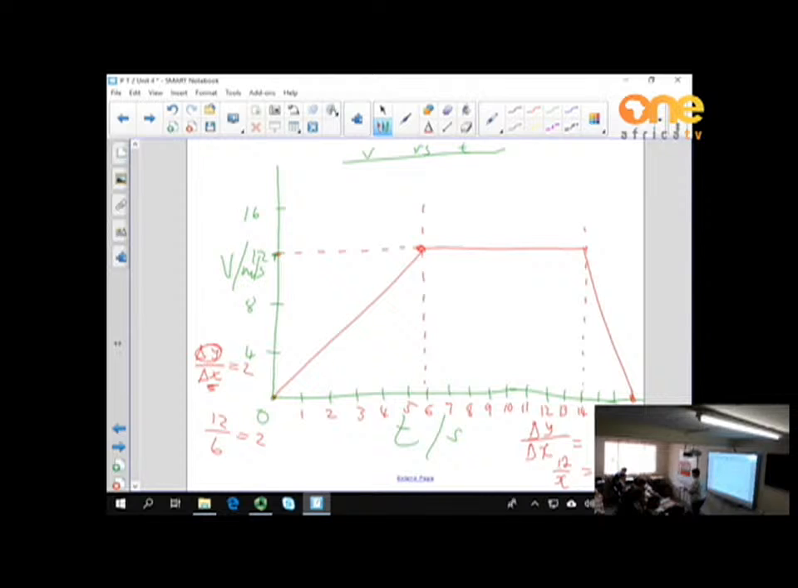Say again. Because they said, they gave it to us. He decelerates at 4 meters per second squared.